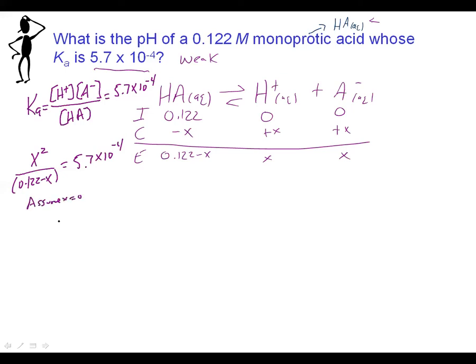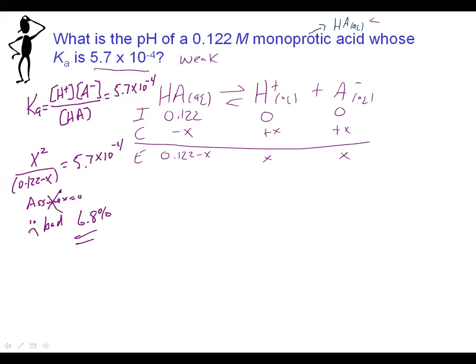And if you do that and you run through it, you should hopefully have checked it because it is bad. So when you do the assumption and assume x is equal to 0, and you take 0.122 times 5.7 times 10 to the minus 4, take a little square root action of it and divide it by 0.122, you get something like 6.8%, which is above 5. So that is not good if you did take that assumption, which means you cannot do the assumption in this problem.